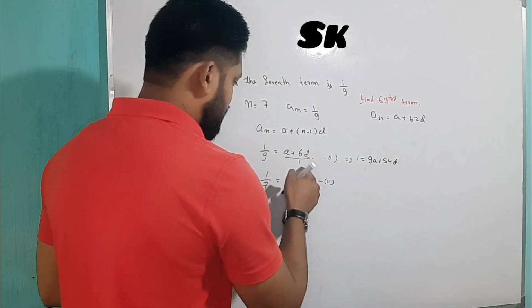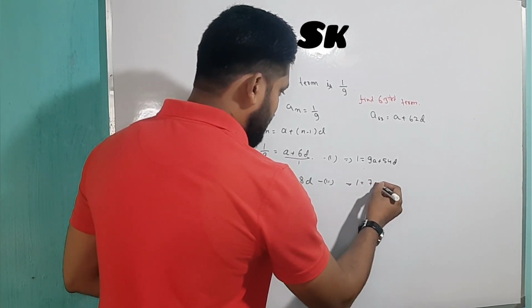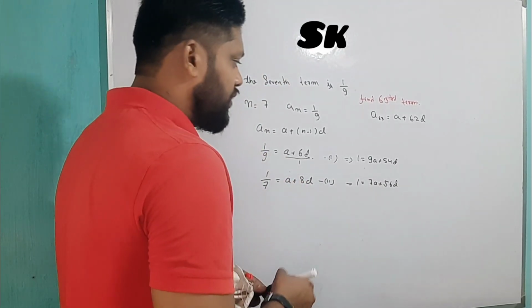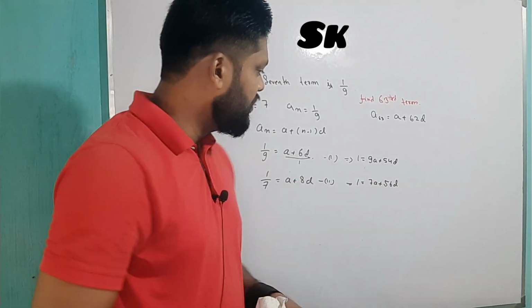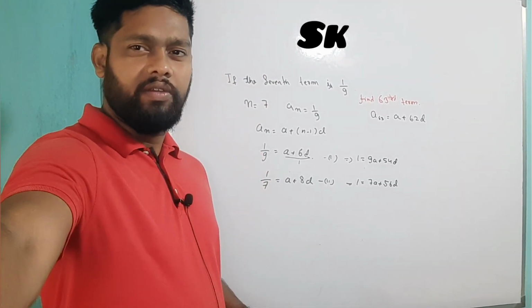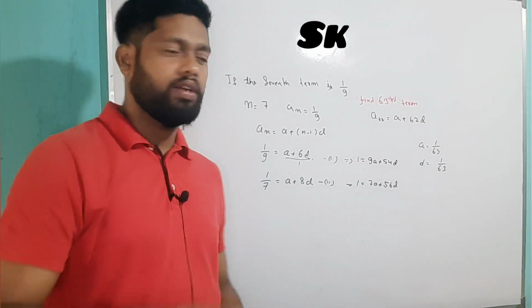Now cross multiply. Same thing for this one, cross multiply. So 1 is equal to 7A plus 7 8s are 56d. Now you can solve it by the substitution method, elimination method, or cross method. You can do anything. Okay, you will get your answer. Clear? So this is the value I'm having, just like I've solved it.